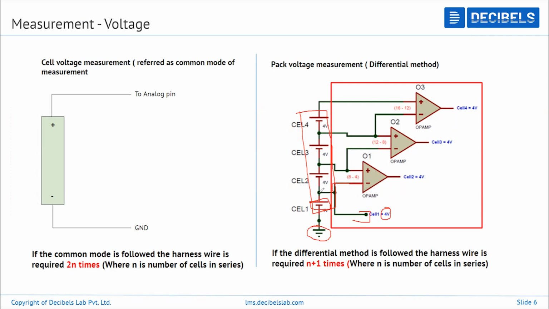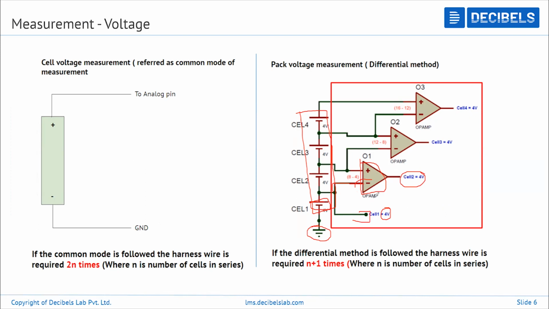You connect the positive of cell 1 to the negative of cell 2, and the positive of cell 2 again goes to the op amp here. If you read here, you will read 8 volts, but if you use the op amp and subtract the previous one, you come up with a voltage of 4 volts. It is as simple as that.